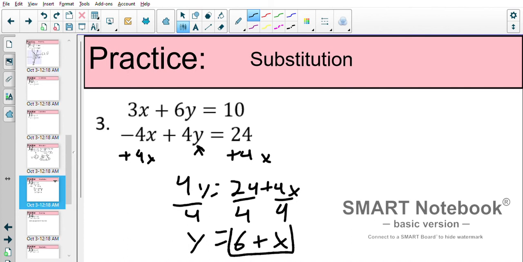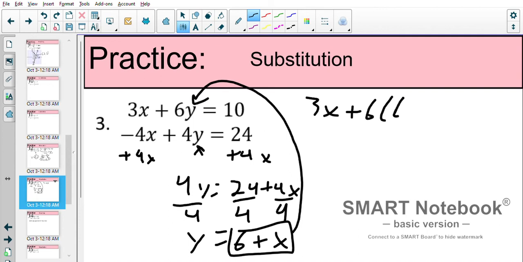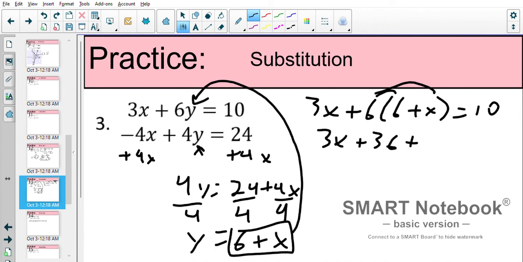That's nice to work with. So we take that, we're going to plug it back into the top equation there. That would give us 3x plus 6 times 6 plus x equals 10. Distribute this, we end up with 3x plus 36 plus 6x and 10 on the other side. Let's get rid of this 36 right now. Subtract the 36.